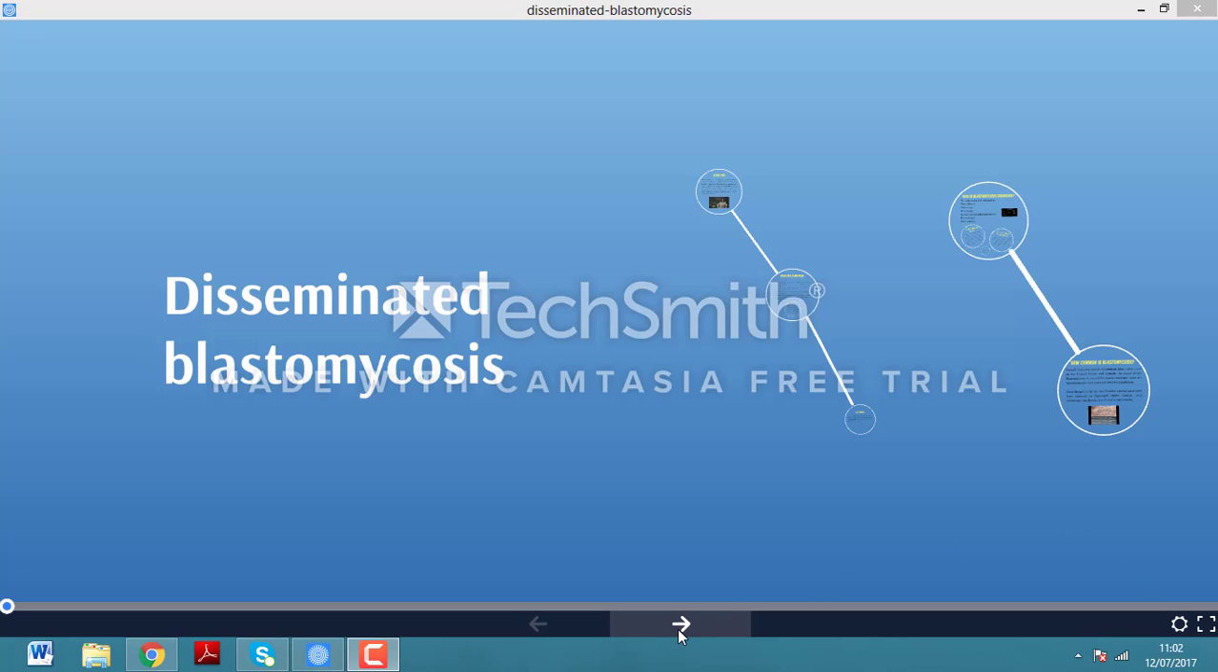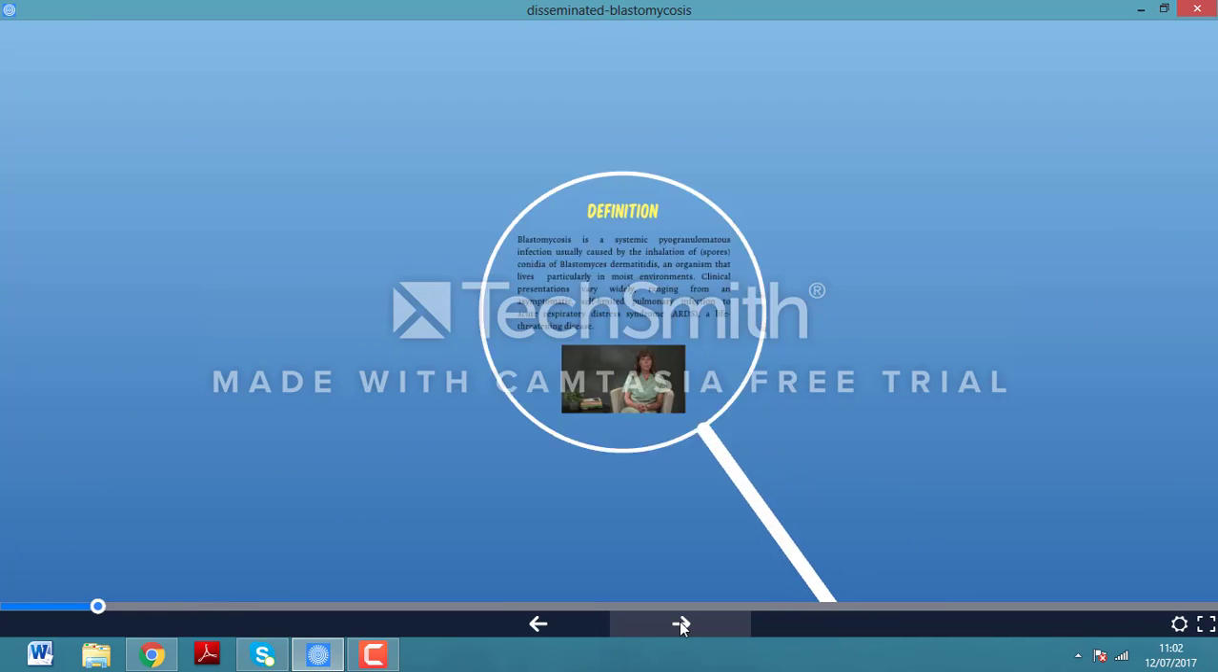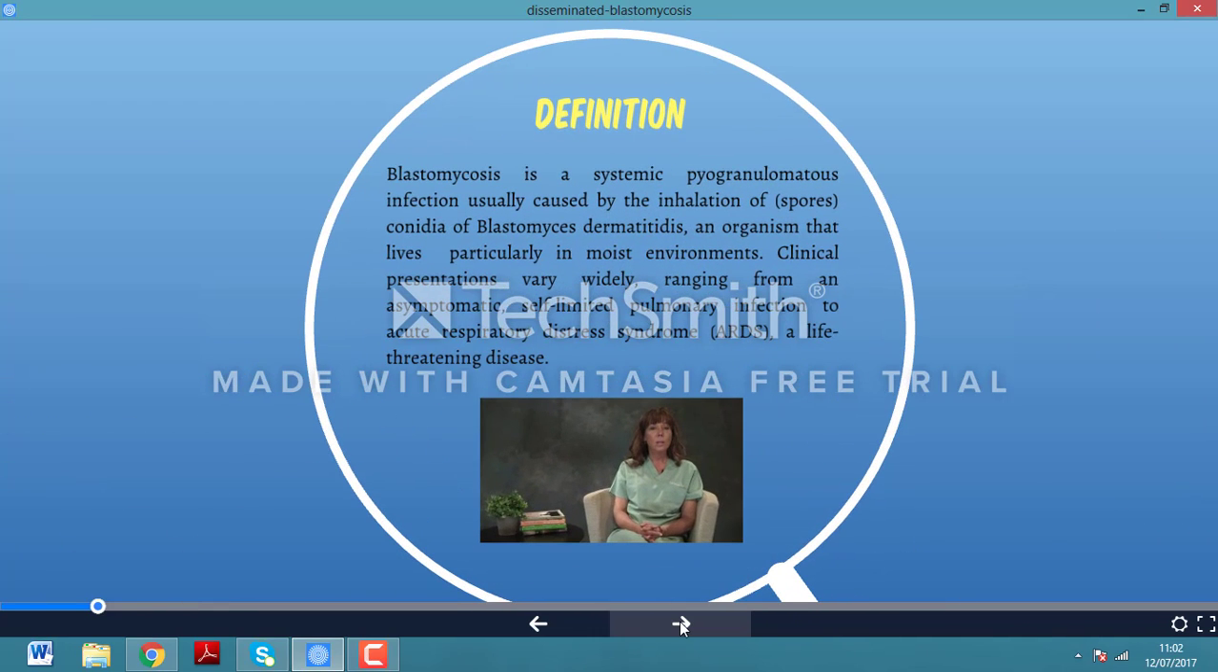We're going to talk about disseminated blastomycosis. Definition: blastomycosis is a systemic pyogranulomatous infection usually caused by the inhalation of spores of Blastomyces dermatitidis, an organism that lives particularly in moist environments. Clinical presentations vary widely, ranging from an asymptomatic, self-limited pulmonary infection to acute respiratory distress syndrome, a life-threatening disease.